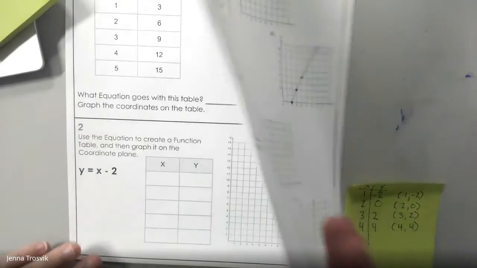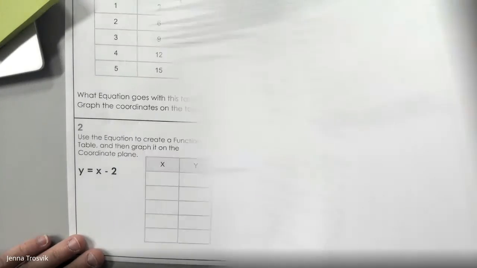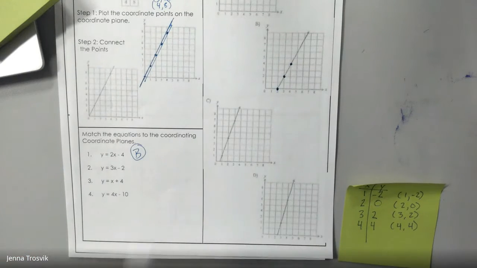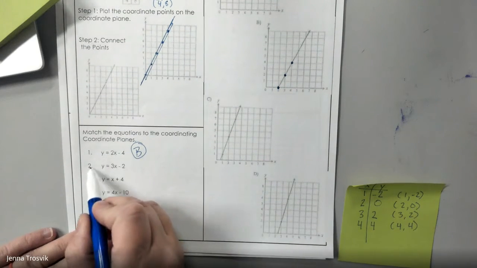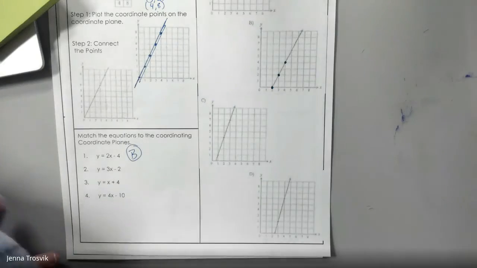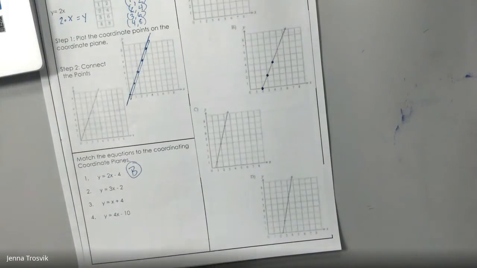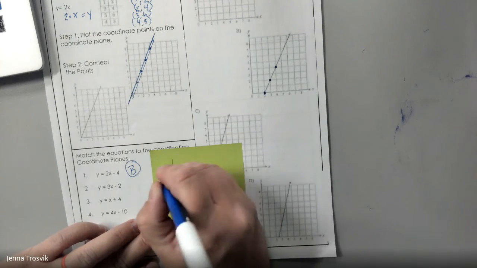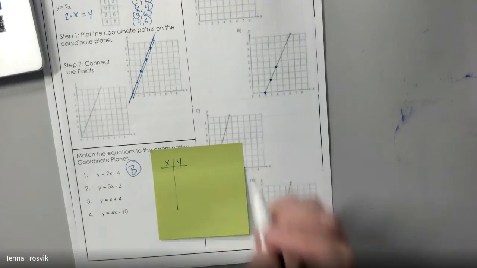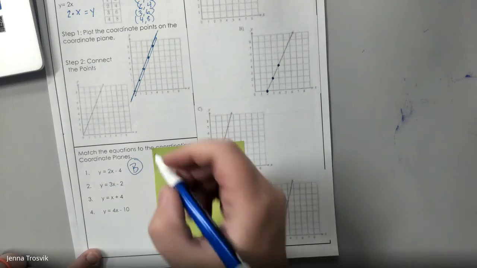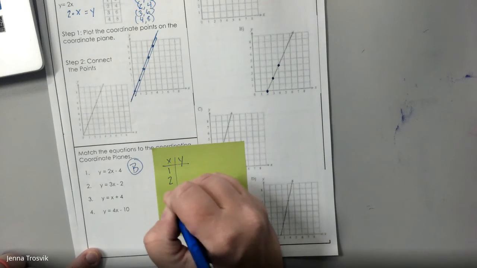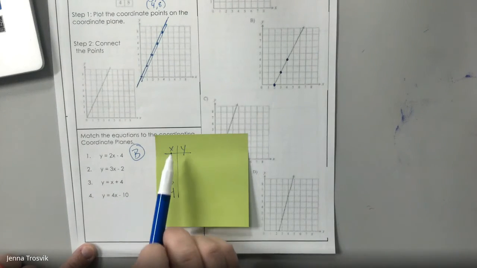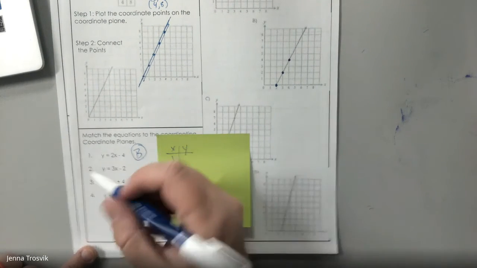On the next one, I'm going to do number 2 with you, and then I'll let you try them on your own. Number 2, again, we're going to start with our functions graph. We're going to draw an X column and a Y column. Again, we're just going to put 1, 2, 3, 4. Those are always the easiest numbers. You could even use 0 for X if you want.